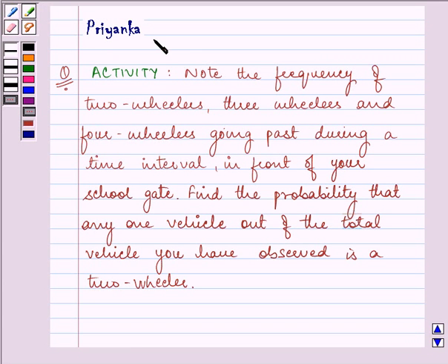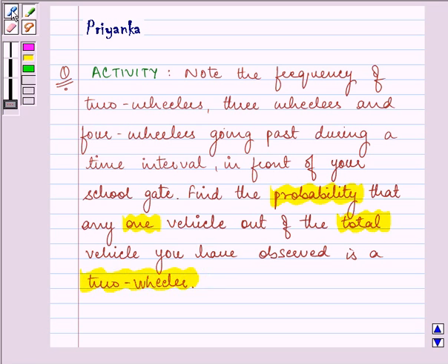My name is Priyanka. The question says, activity. Note the frequency of two-wheelers, three-wheelers and four-wheelers going past during a time interval in front of your school gate. Find the probability that one vehicle out of the total you have observed is a two-wheeler.